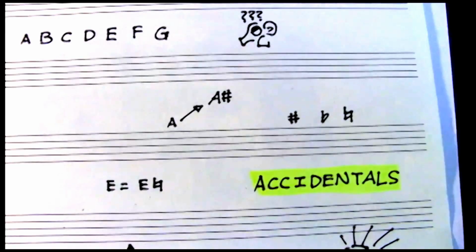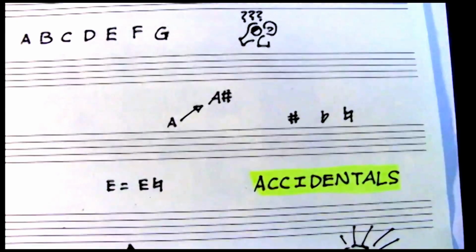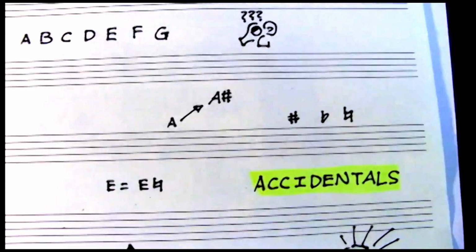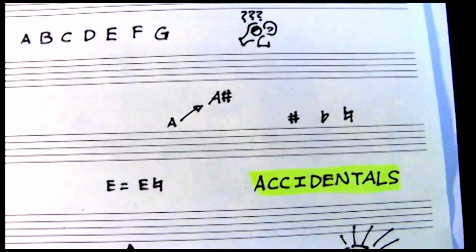What a sharp means is a note a half step above the normal note name, so A sharp would be a half step above A. Flat, similarly, is a half step below. There's also a third, less common accidental, the natural sign, which means the same thing as the letter by itself. E and E natural are the same thing.